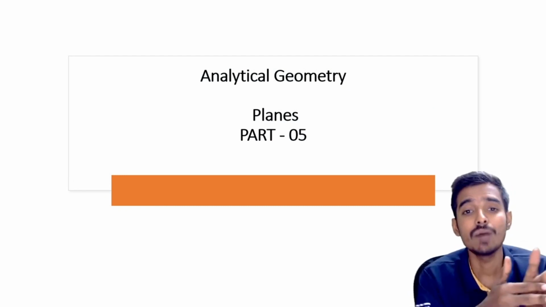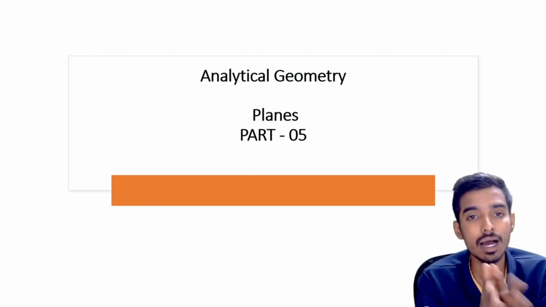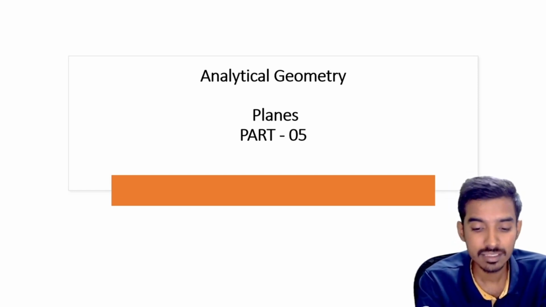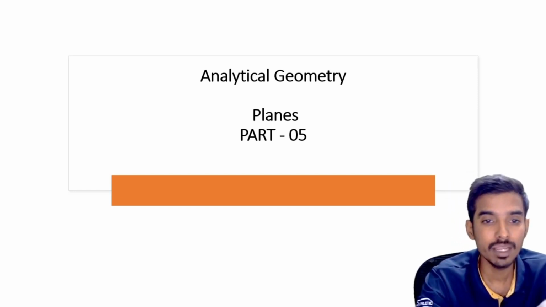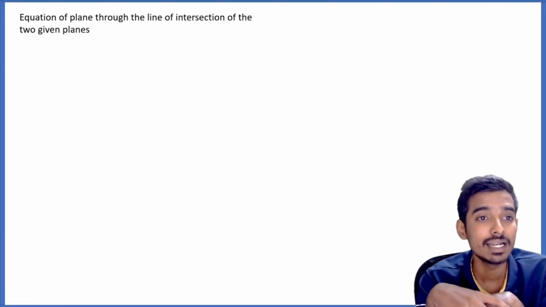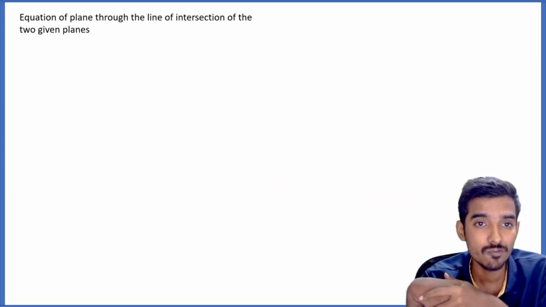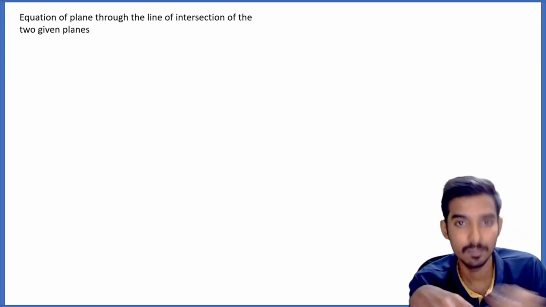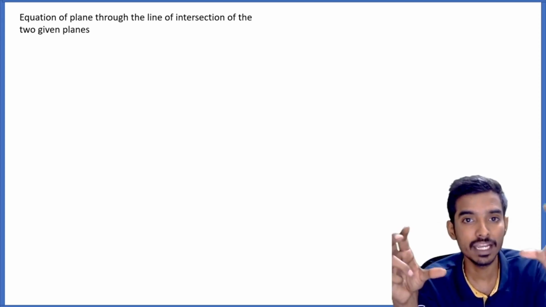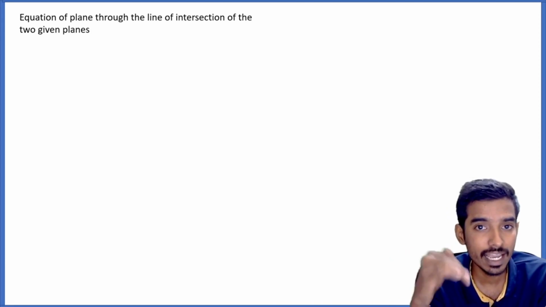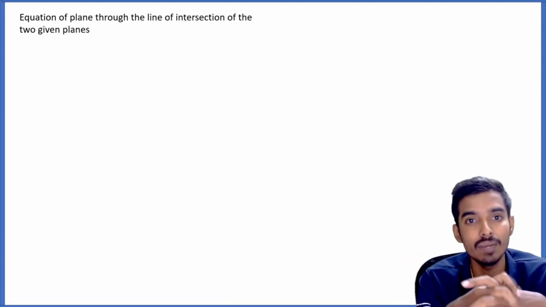So if you haven't watched part 1, part 2, part 3 and part 4, go through all the previous videos. In this class, we're going to introduce a new and very interesting subtopic in planes. That is, we're going to find an equation of a plane passing through the line of intersection of two given planes. They will give two planes, and you need to find another plane that passes through the line of intersection of the two given planes.